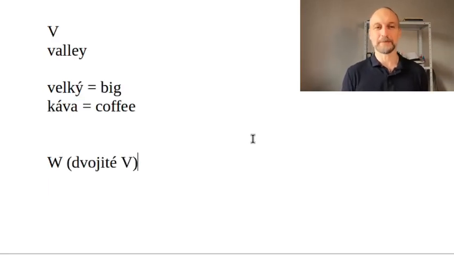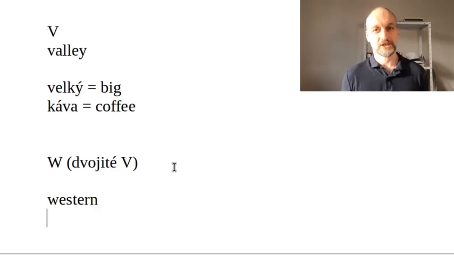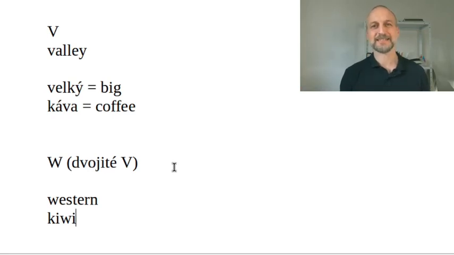It's called dvojité V. And the interesting thing about this letter is that it's pronounced exactly the same as the previous letter, as normal V. And the reason is that you cannot find this letter in original Czech words, only in loan words, and they were typically from the German language. And so in German, W is pronounced V, and the Czech language adopted this pronunciation from there. So even if we have loan words from English, like for example this one, you would still pronounce it in Czech, Western or Kiwi.